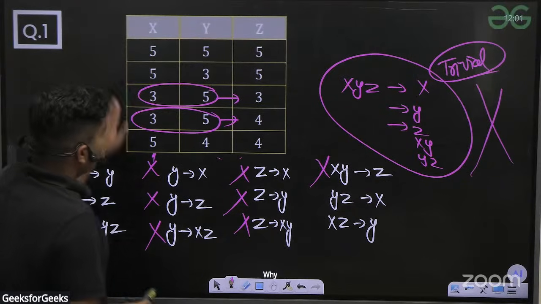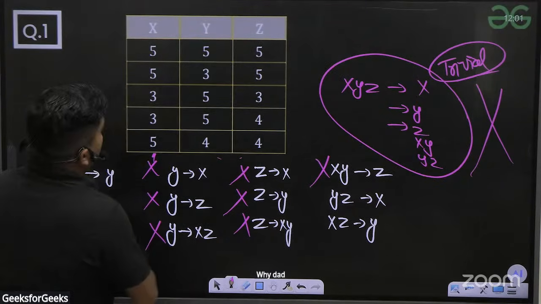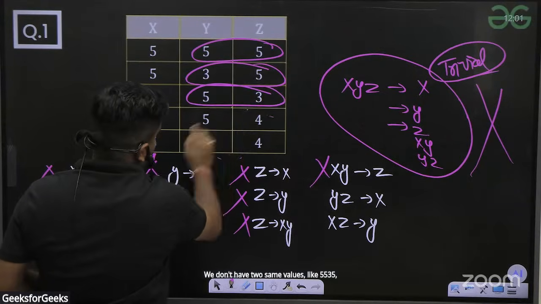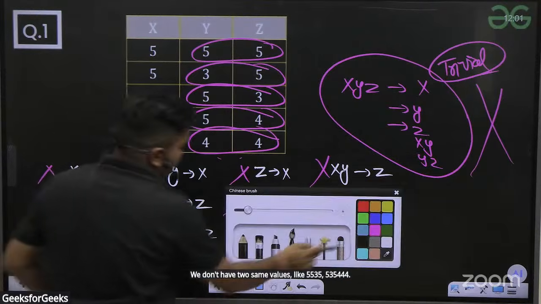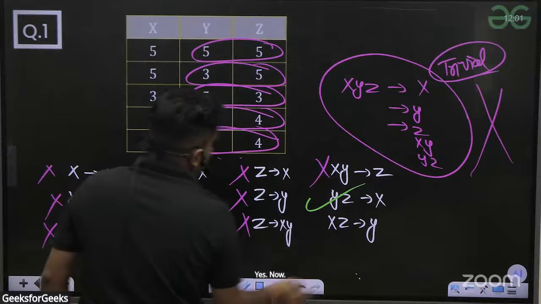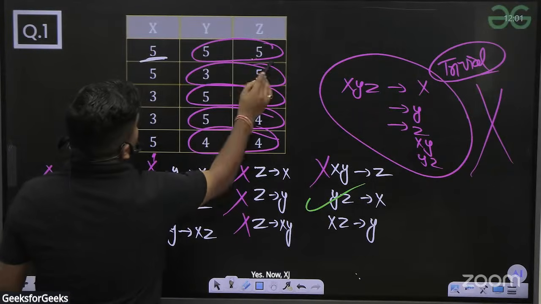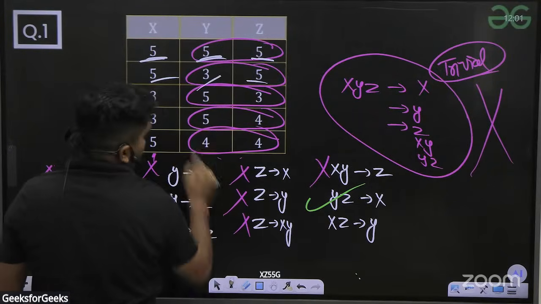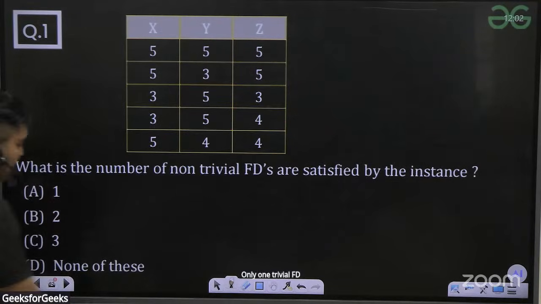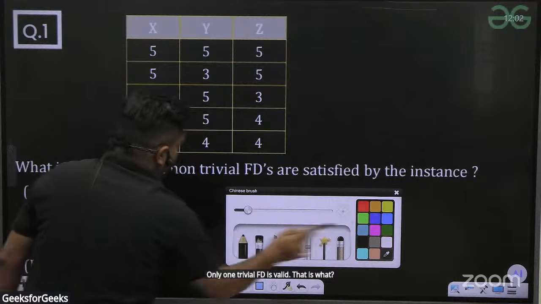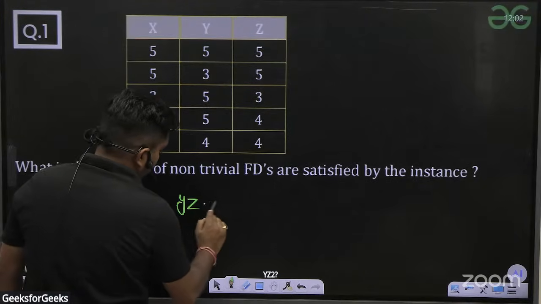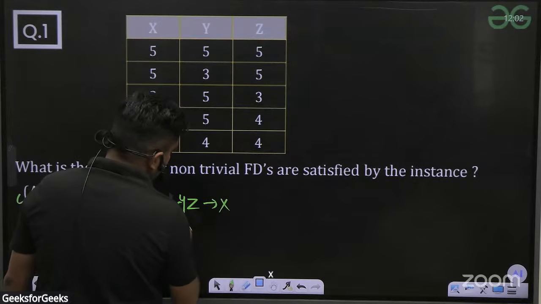YZ: we don't have two same values like 5, 5, 3, 5, 5, 3, 5, 4, 4, 4. It is unique. Yes. Now XZ: 5, 5 gives 5, 5, 5 gives 3. Wrong. Only one non-trivial FD is valid. That is what? YZ to X. Crystal clear, everybody?